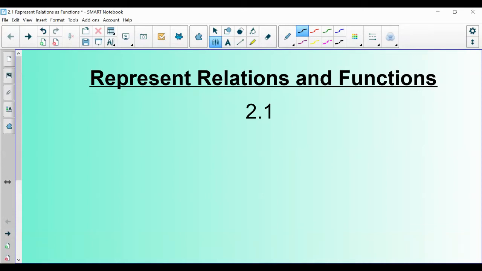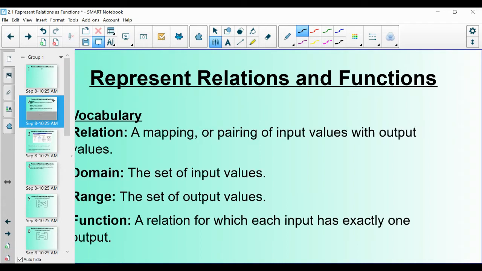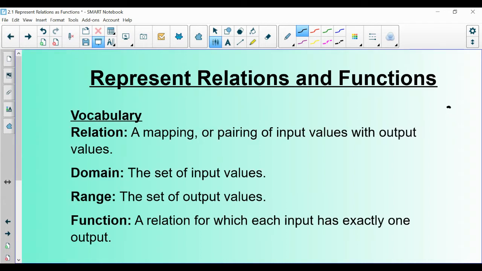Our study today is on relations and functions, and we're also going to touch on linearity and function notation. First up, we have some vocab, starting with what is a relation.